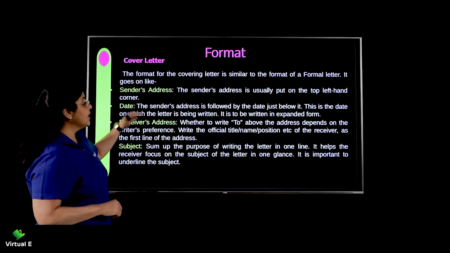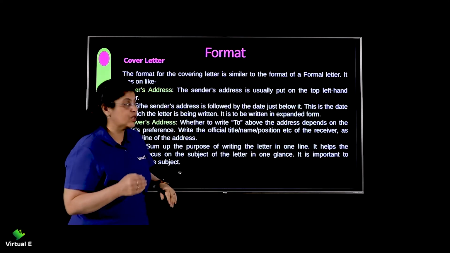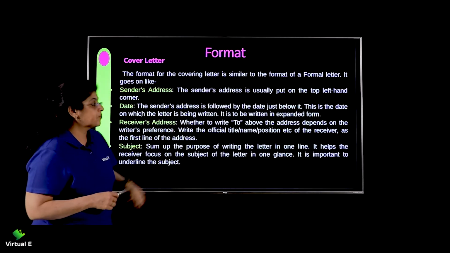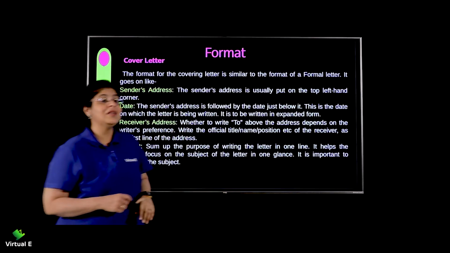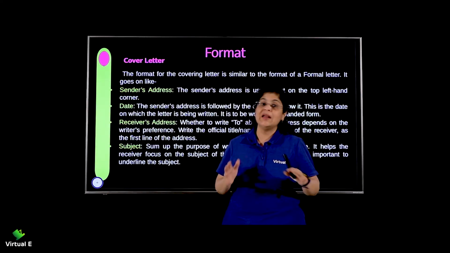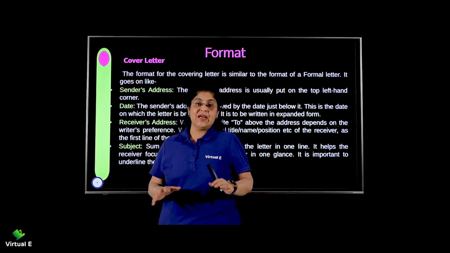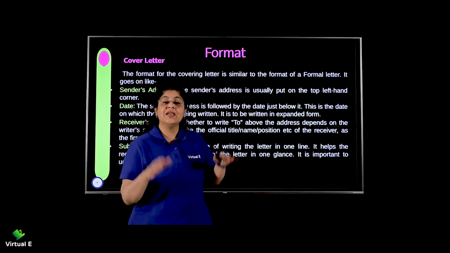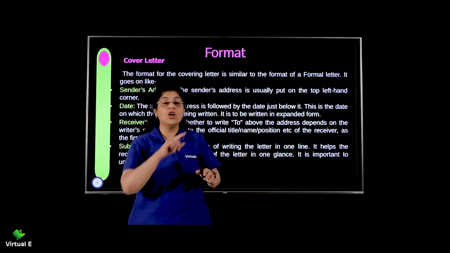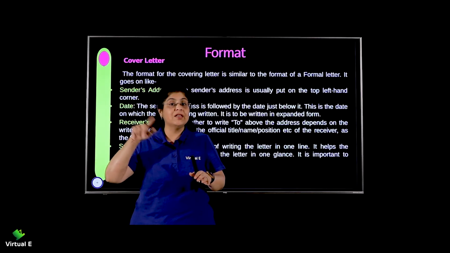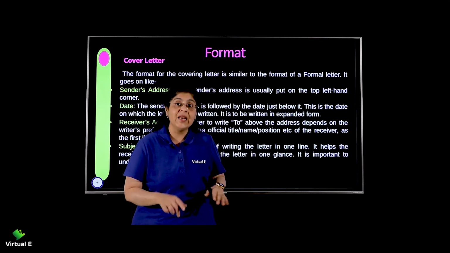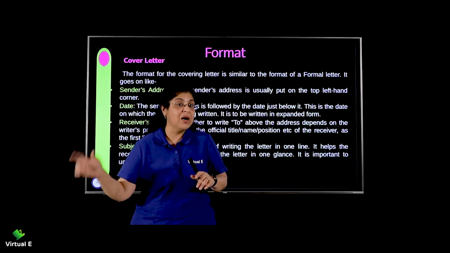Then you have the date. The sender's address is followed by the date just below it. This is the date on which the letter is being written. It is to be written in the expanded form. What do we mean by the expanded form? Please understand, for example, if today the date is 29th of December 2020, you will not write 29/12/20. No, you will spell the month.